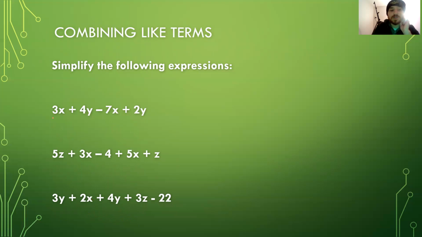So what we want to do is first identify our like terms. So we have a 3x, we have a negative 7x, we have a 4y, and we have a 2y. So I can rewrite this as 3x minus 7x plus 4y plus 2y. Now I have my variables together. I can see the signs in front of each one, so I know how I can combine these. So 3x minus 7x, that gives us negative 4x, plus 4y plus 2y, that's going to give you plus 6y.